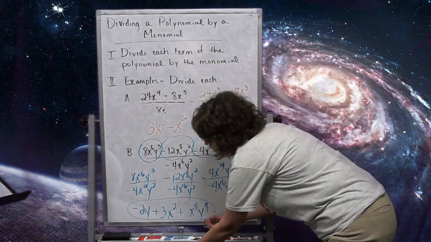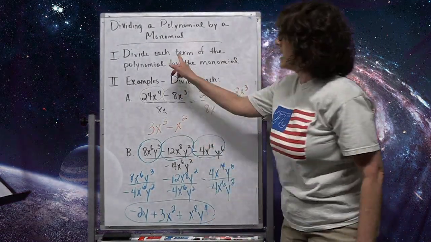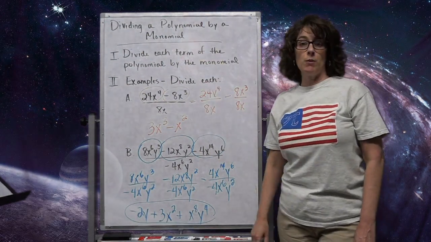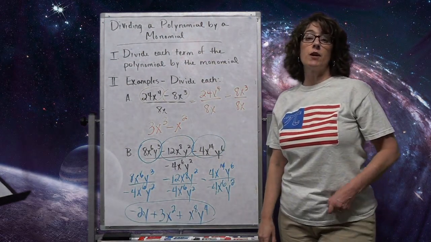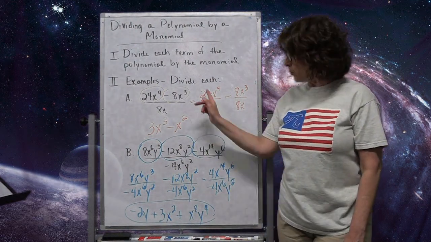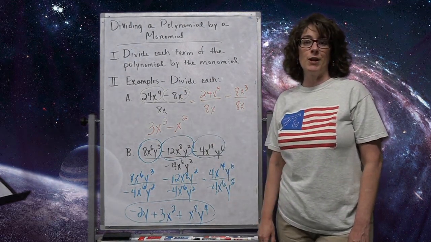So I hope that helps with the idea of dividing a polynomial by a monomial. And again, all that you have to do is simply divide each and every term of the polynomial that's in that numerator by that monomial in the denominator, and then look and see if you can combine up any like terms. Likely you won't, because if you could, they would have been combined up in that numerator anyways.